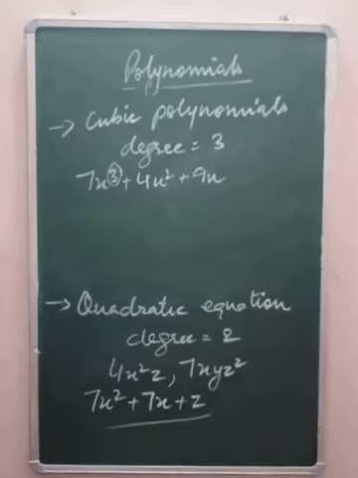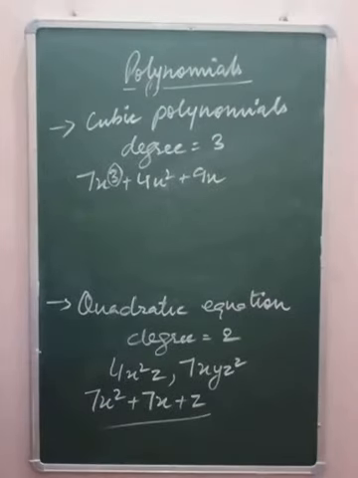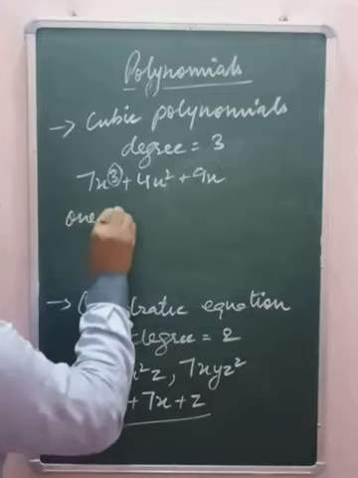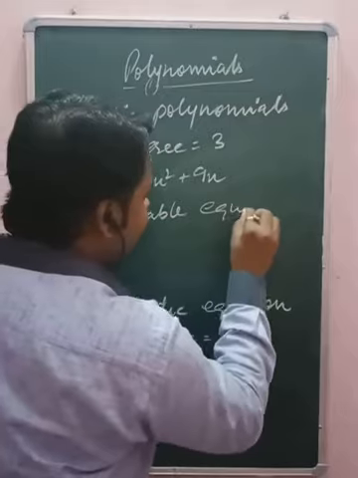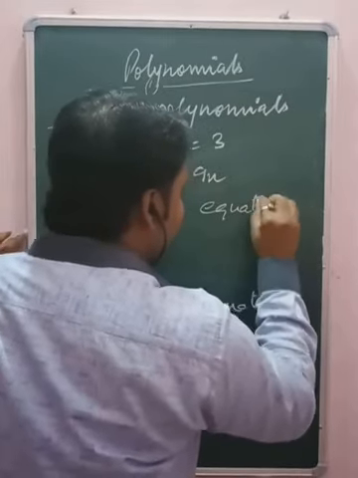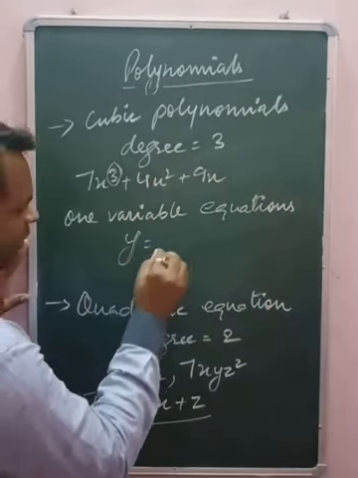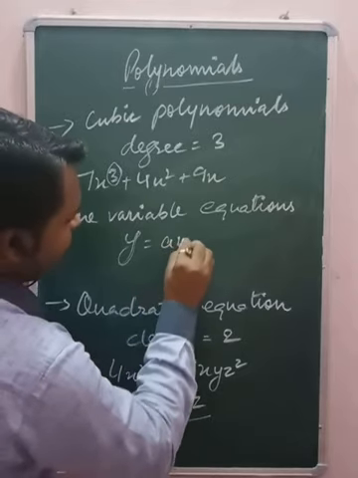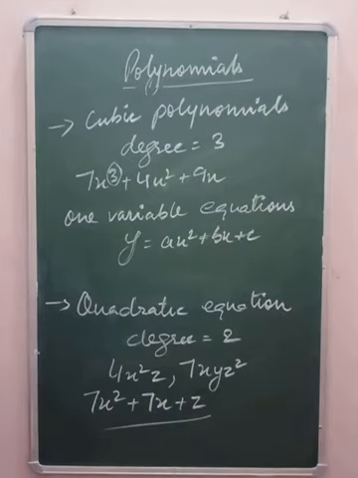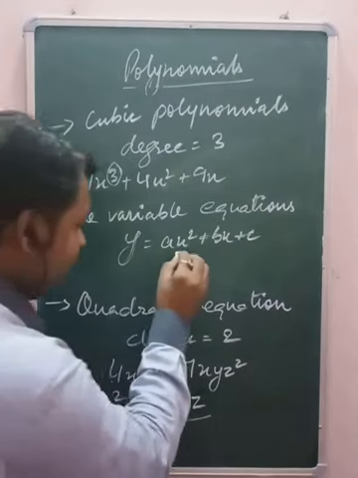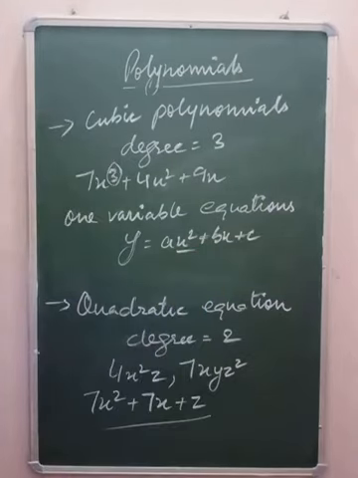You can see here that in a polynomial there can be various numbers of variables, meaning we can use x, y, z, whatever. But in this chapter we are going to study only one-variable equations. That will be like y is equal to ax square plus bx plus c. So we are going to utilize only one variable, that is x.